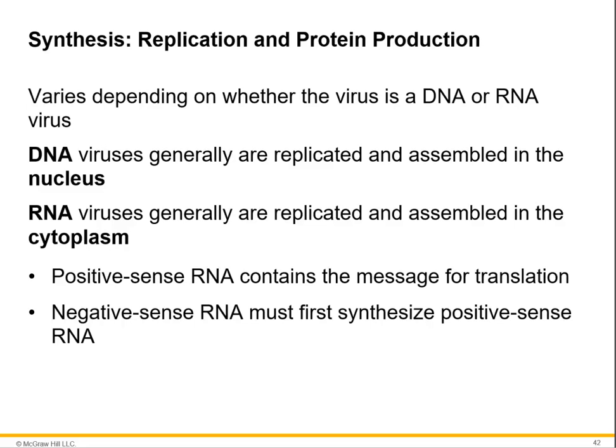Okay, replication. Where does this happen? Well, it depends on whether the virus is a DNA or an RNA virus. DNA viruses are going to get into the nucleus, and they're going to be replicated and assembled there. This is because DNA viruses use the host cell's DNA polymerase to synthesize their DNA, and that DNA polymerase is where the DNA is in a host cell. It's in the nucleus. On the other hand, RNA viruses don't need that DNA polymerase to replicate. They need RNA polymerase to replicate, and many of them bring their RNA polymerases with them. So they can replicate in the cytoplasm. They don't have to go through the step of getting into the nucleus.